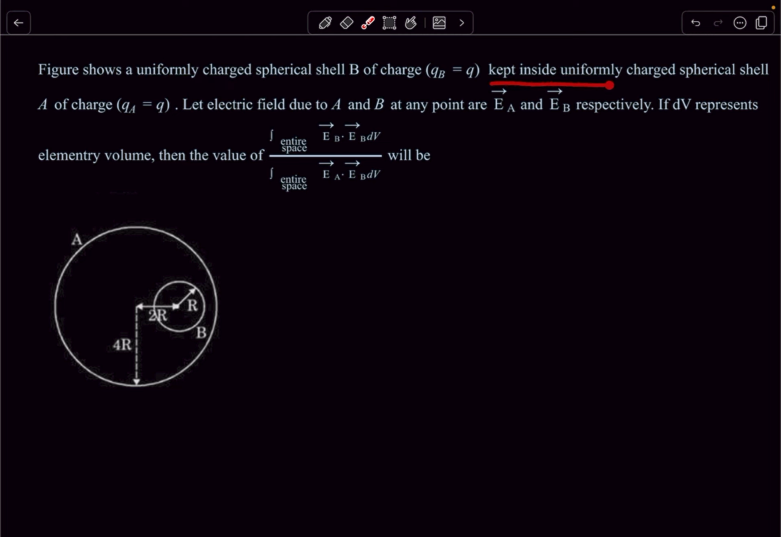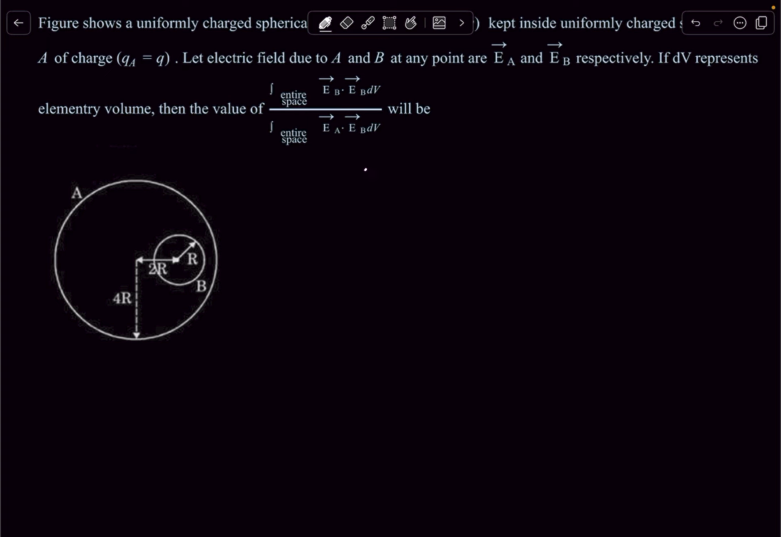So the first question states that we have a uniformly charged spherical shell B whose charge is Q. It is kept inside a uniformly charged hemispherical shell A with the same charge Q. Let the electric fields due to A and B at any point be EA and EB vector. If dV represents the elementary volume, then the value of this particular integral will be.